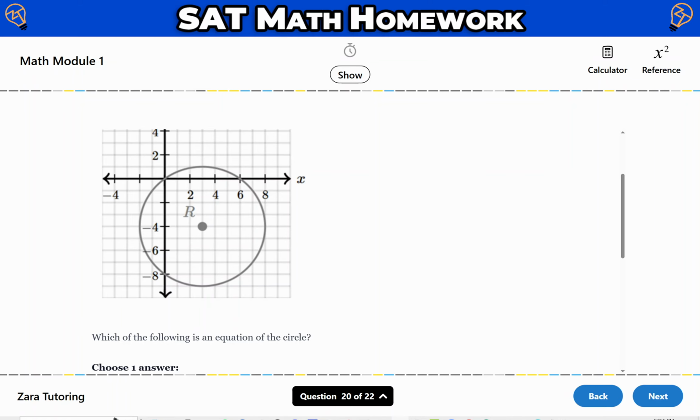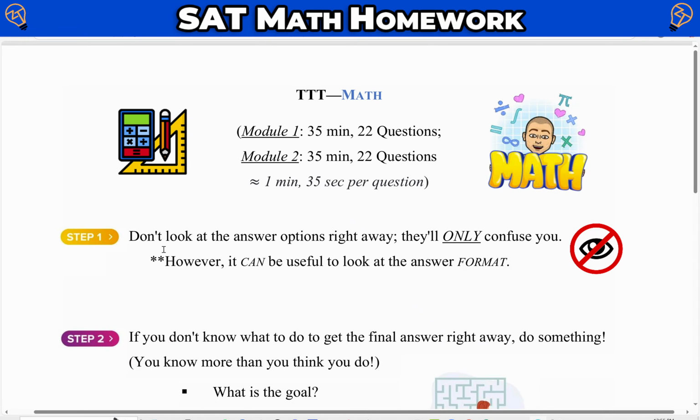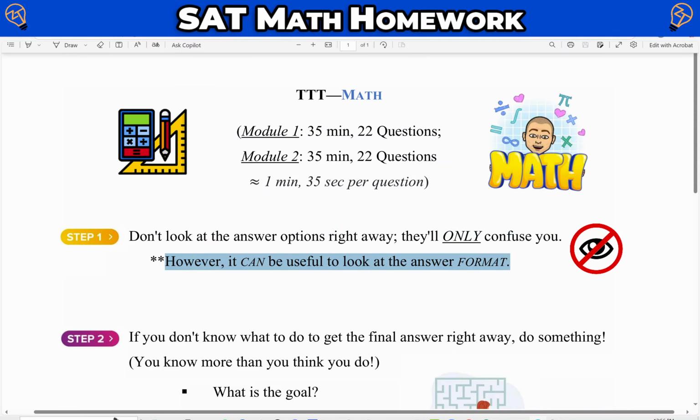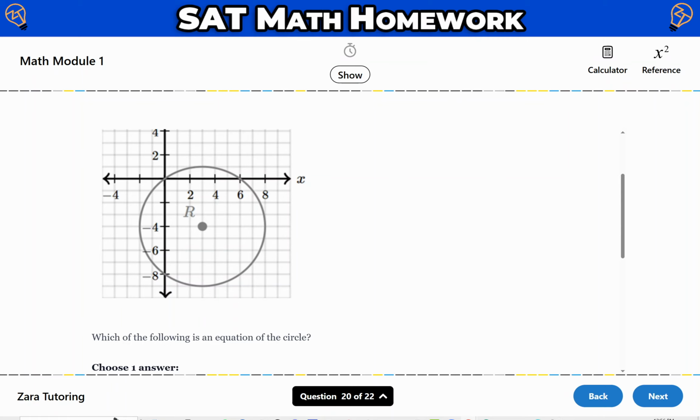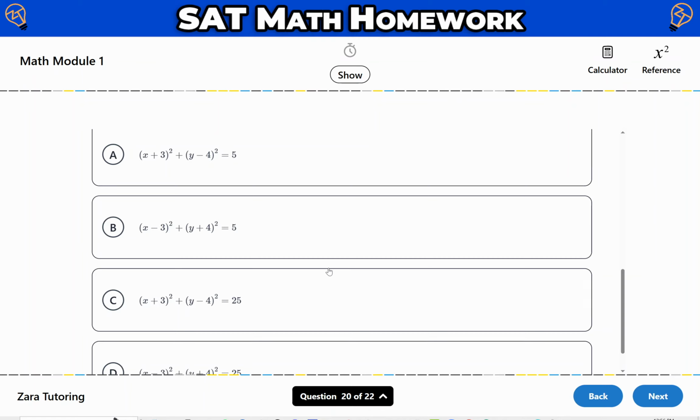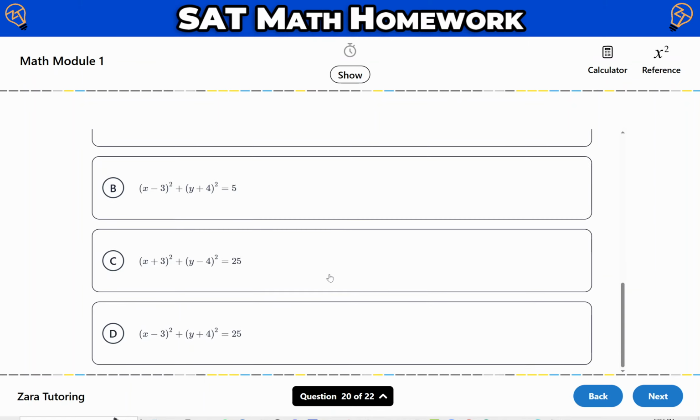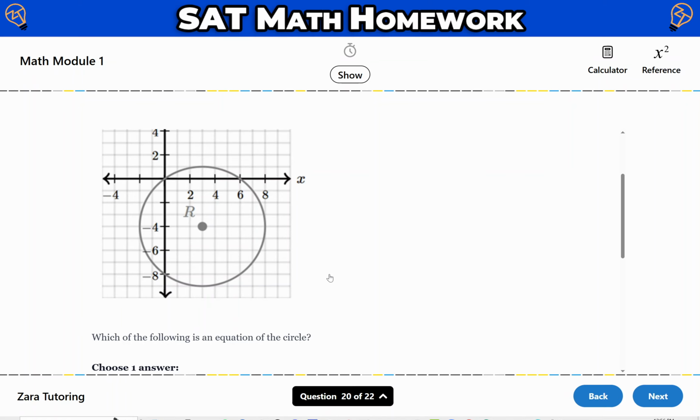This is another great example of the fact that, as we say in our Triple T document, don't look at the answer options right away, they'll only confuse you. However, it can be useful to look at the answer format. Now, even though the question explicitly does say which of the following is an equation, notice if we do scroll down, we can see, oh, these are all in the standard form for the equation of a circle.